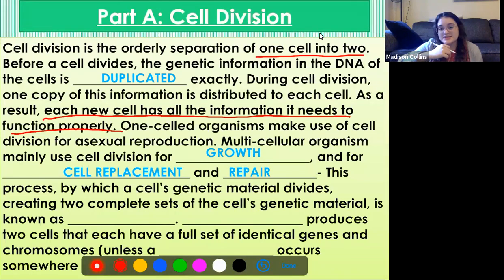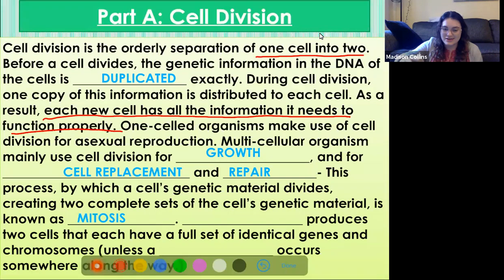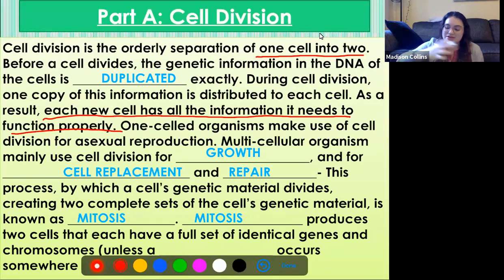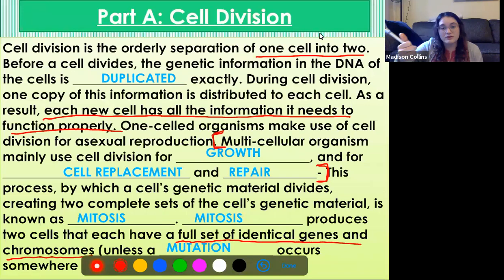This process, by which a cell's genetic material divides, creating two complete sets of the cell's genetic material, is known as mitosis. So mitosis produces two cells that each have a full set of identical genes and chromosomes, unless something called a mutation occurs along the way. Now, we will be talking more about mutations later on in this unit, as well as when we get to our genetics unit. But for right now, I just want you guys to know that mitosis in multicellular organisms like us is used for three things: growth, cell replacement, and repair. Those three concepts will come up again, so make sure you're comfortable with that.